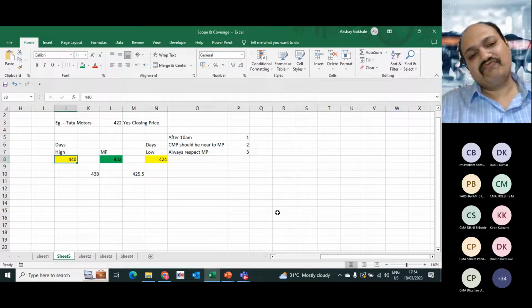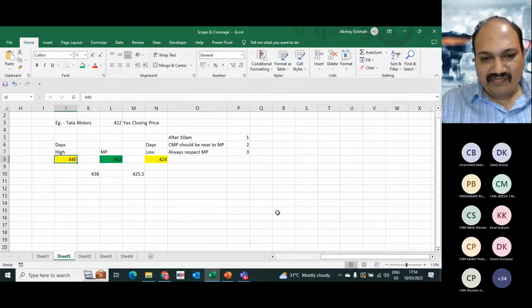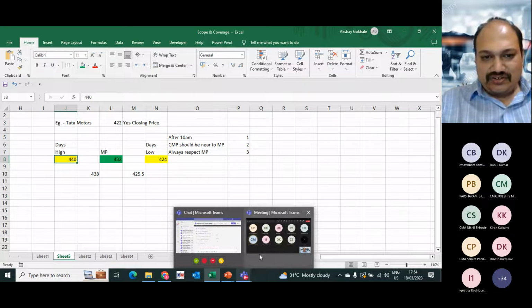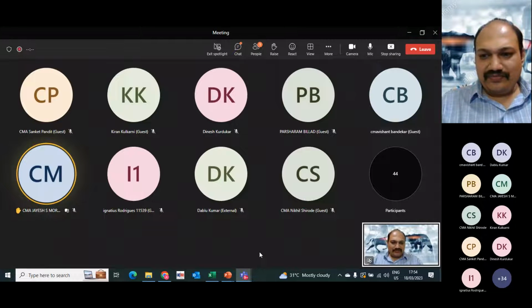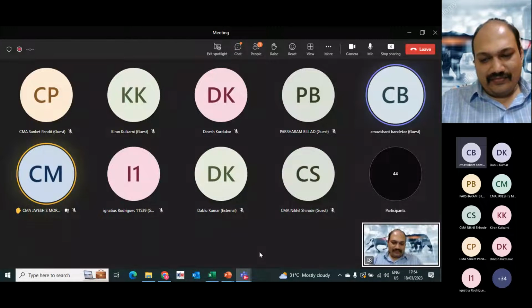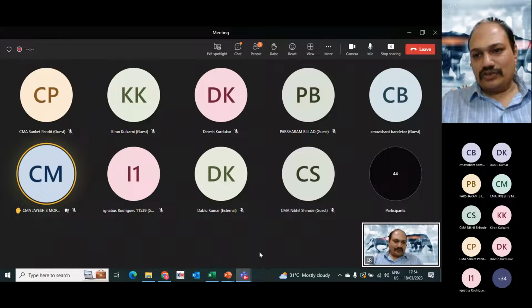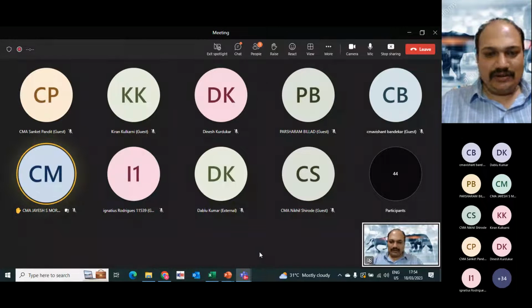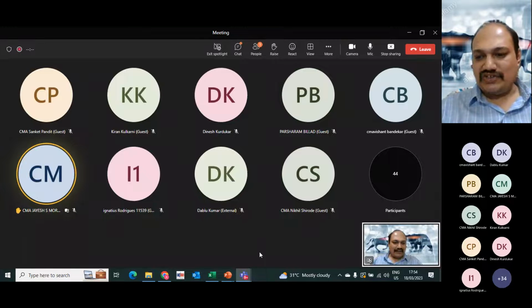Is it clear? Yes, sir. Should we proceed further? There are 3 to 4 strategies whose probability of working is more than 90%, but out of which I am presenting one strategy in front of you. So this is the midpoint strategy.